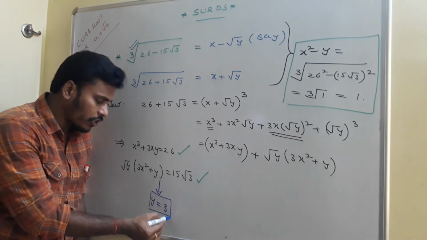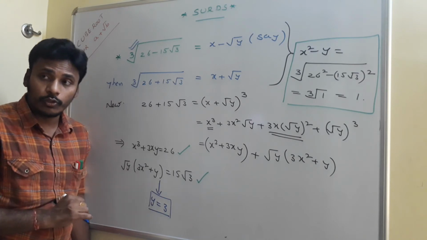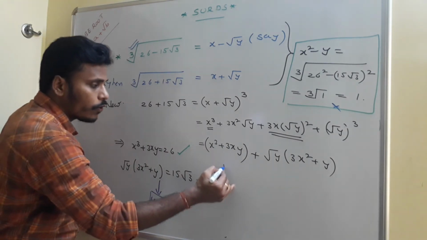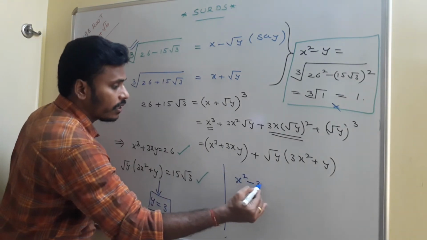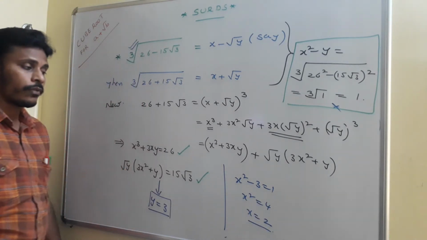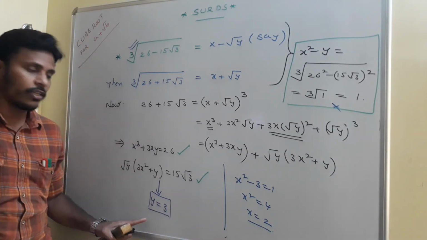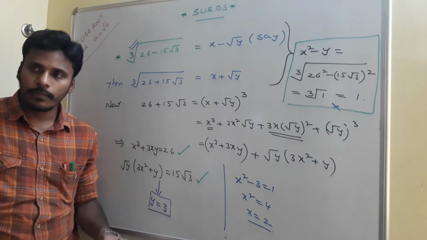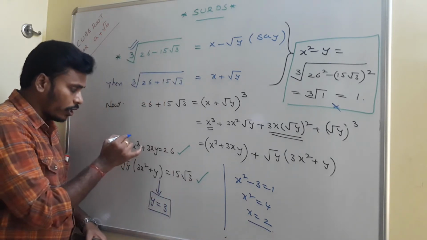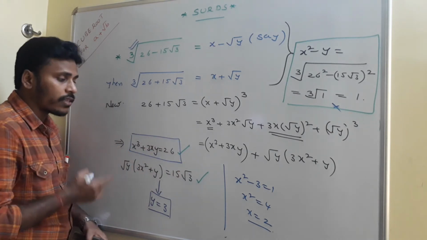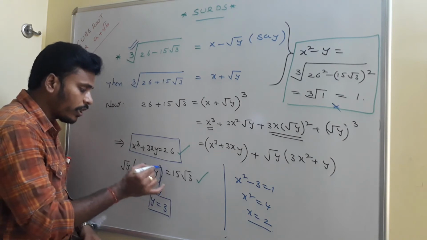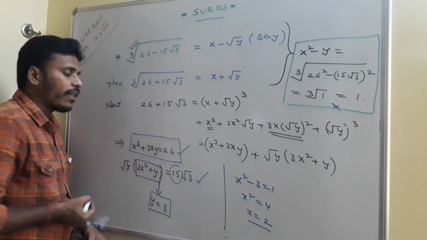My guess is y is equal to 3. If my guess is y is equal to 3, then use y is equal to 3 in this equation. If you use it there, you will get x square minus 3 is equal to 1, x square is equal to 4, and x is equal to 2. Right? If x is equal to 2 and y is equal to 3, are they really correct or not? To check whether they are correct, you just place x is equal to 2 and y is equal to 3 in this equation. If it satisfies, it is correct. And you just place x is equal to 2 and y is equal to 3 in this equation. If you get it as 15, then they are correct.